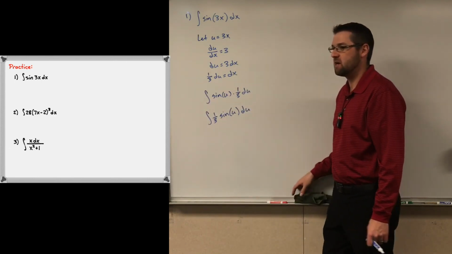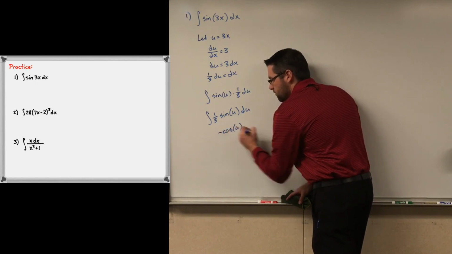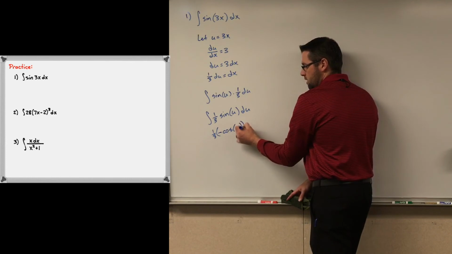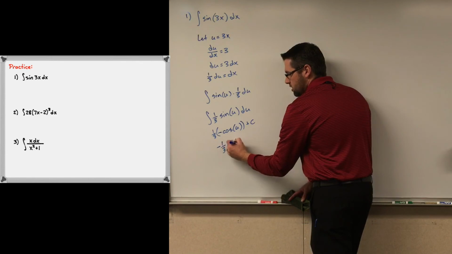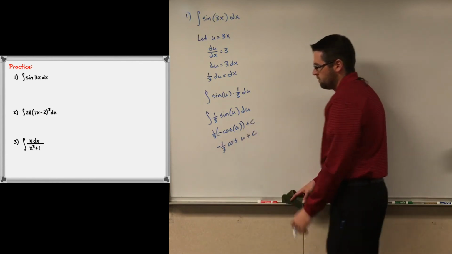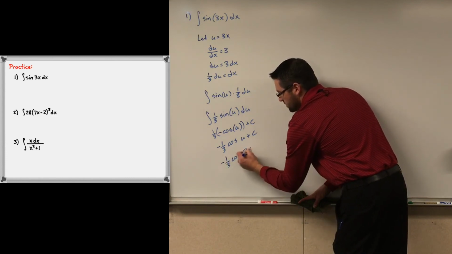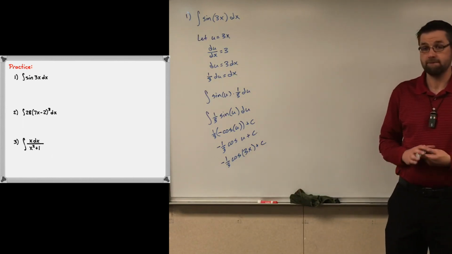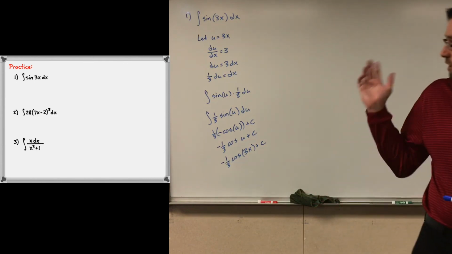What's the antiderivative of sine of u? Negative cosine of u. And then remember the 1/3, right? And then plus c. So you get negative 1/3 cosine of u plus c. And so we end up with negative 1/3 cosine of 3x plus c. Okay? That's a good question. Okay, so you guys try 2 and 3.